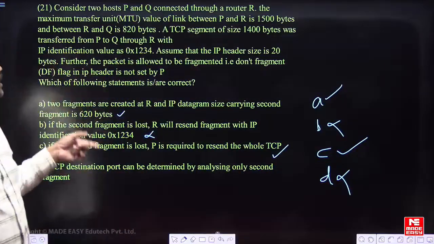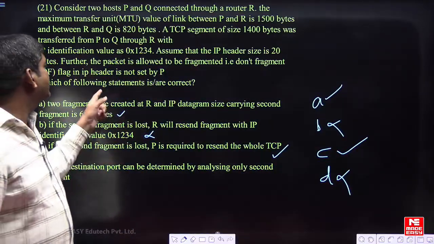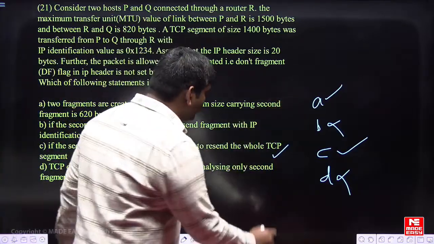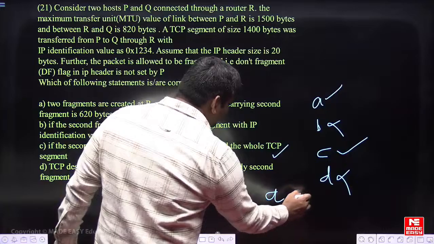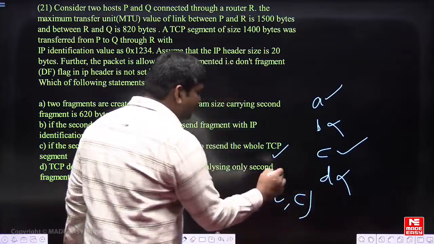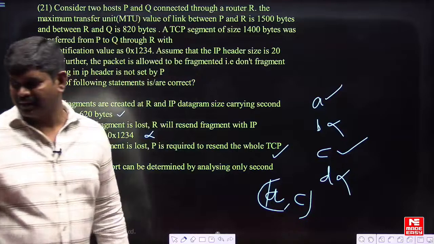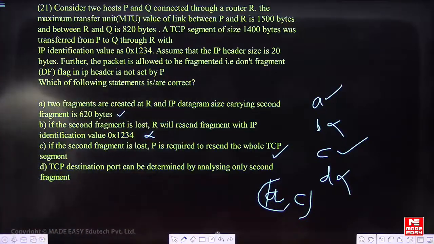Now, the question asks which of the following statements are correct. So A and C are correct. This gives a clear idea. A and C are the answers for this question. Yes, Piyush, correct, very good. Akash, very good, correct.